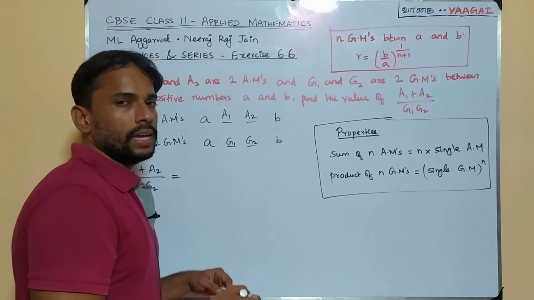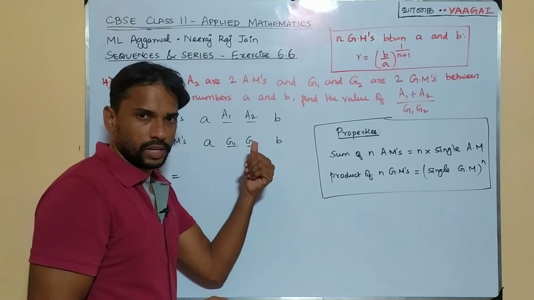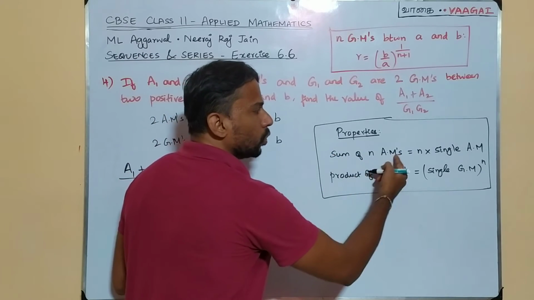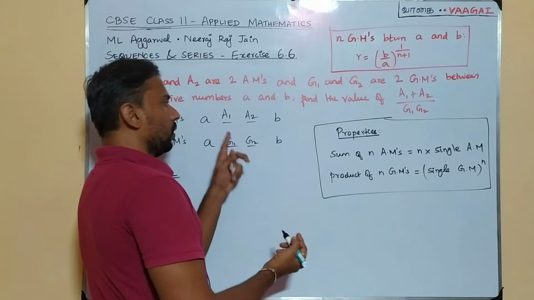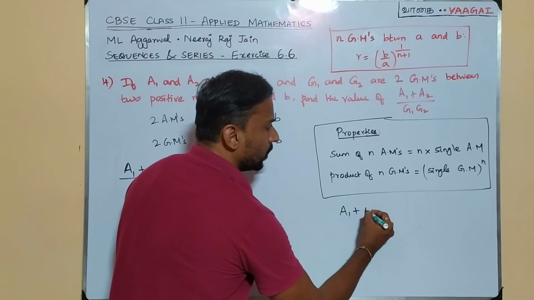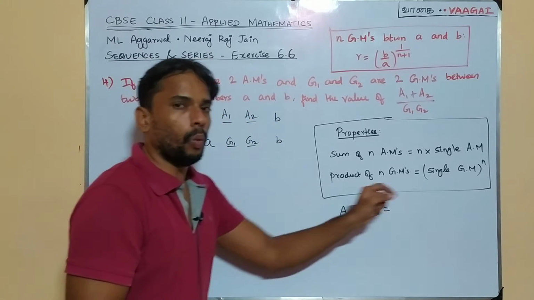Here n value is 2, because we are inserting only two arithmetic means. So the sum of those two arithmetic means, that is simple. What are the arithmetic means? They are a1 and a2, that is a1 plus a2. The sum of these two arithmetic means will be equal to what they are coming to say?